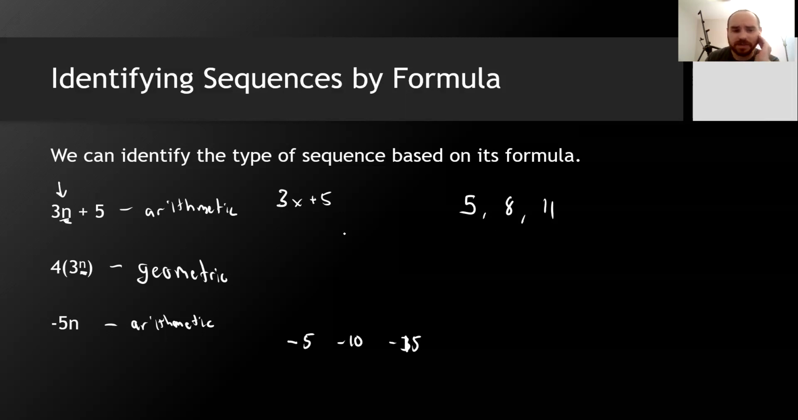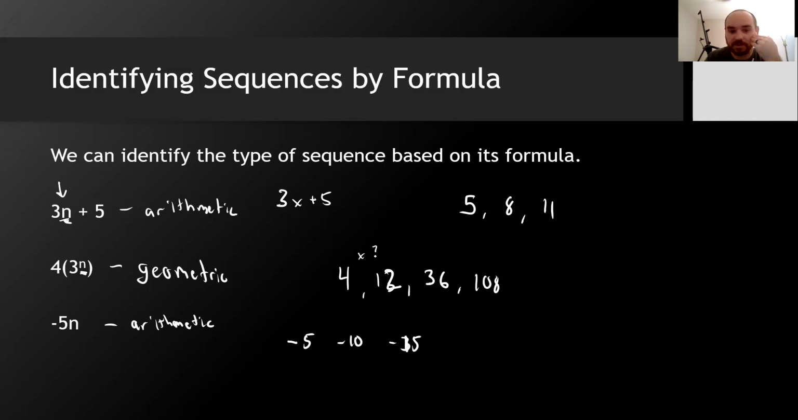4 times 3 to the n, if I plug in 0, I have 3 to the 0 is 1, so be careful with that. 1 times 4, which is 4. Then I have 3 to the 1, which is 3, times 4, which is 12. Then I have 3 to the 2, which is 3 squared, or 9. 9 times 4 is 36. And then it'd be 3 to the 3rd, which is 27. 27 times 4 is 108, and so on and so forth.